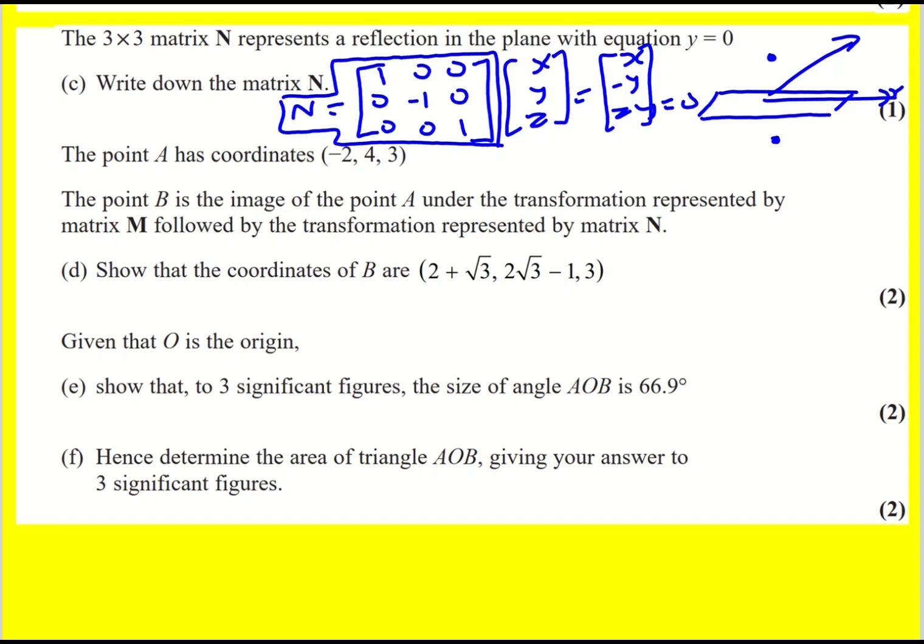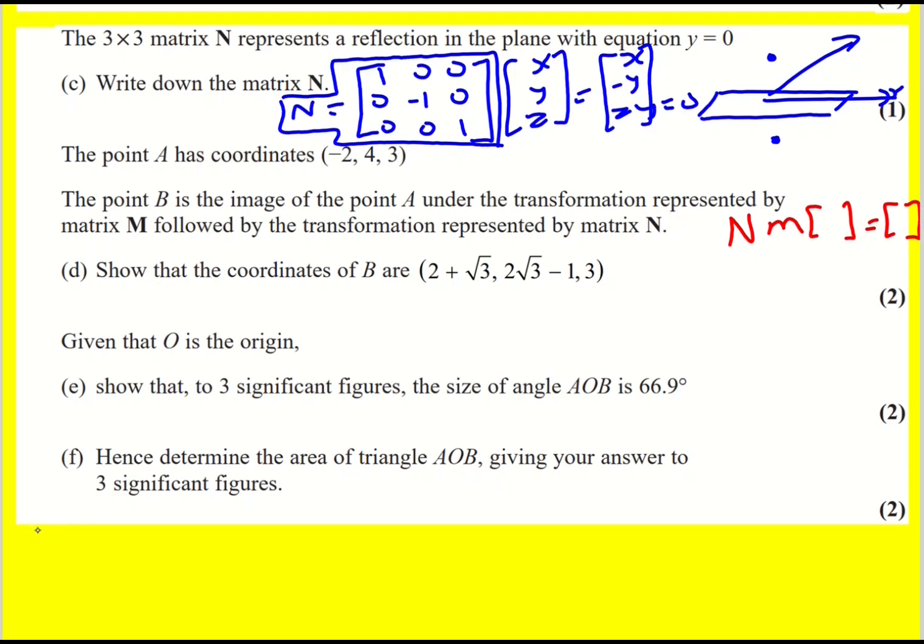So the point A has coordinates (-2, 4, 3), and B is the image of point A under the transformation represented by M followed by N. So let's just get that straight. It would be N on the left, and then M, and then the coordinate, which I'm going to write as a position vector, which will give me my position vector for B.